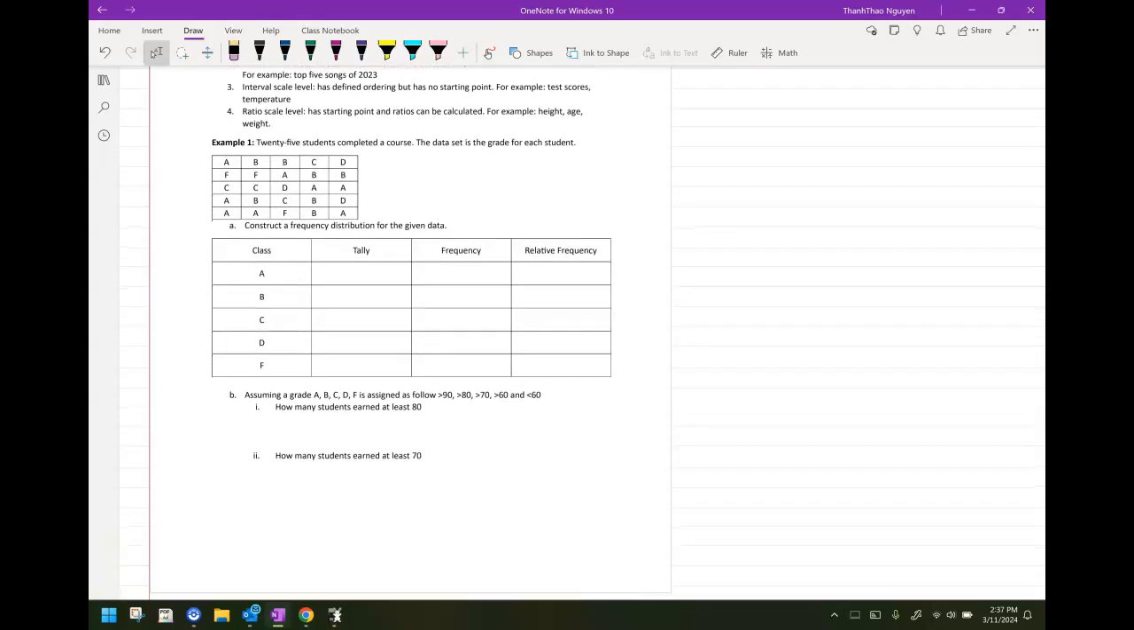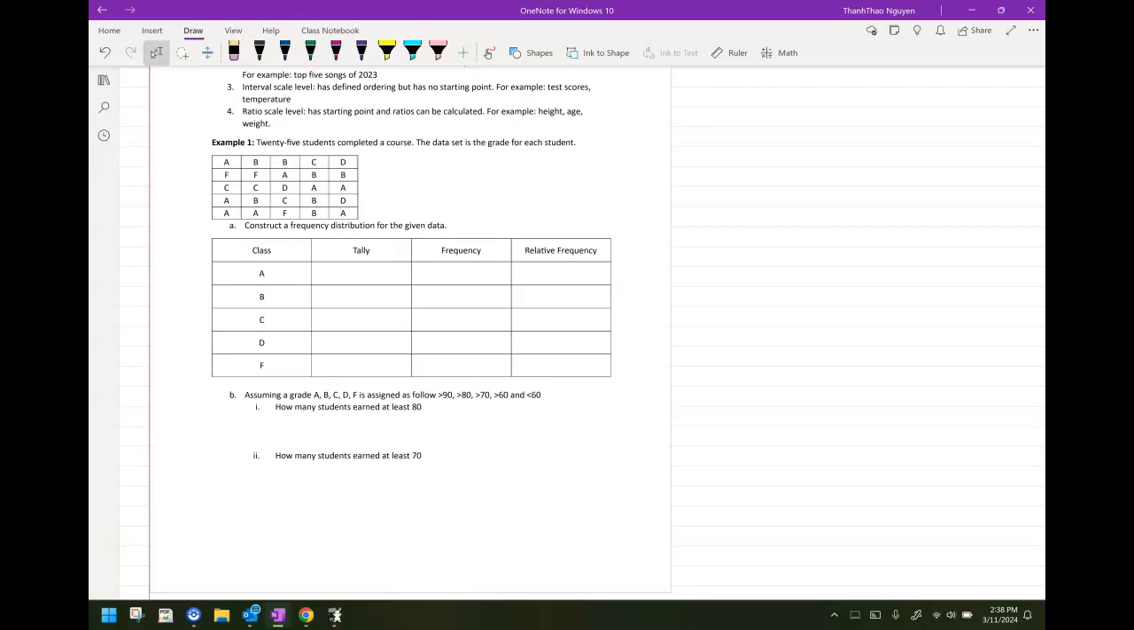Let's take a look at frequency and frequency table. So you're given a set of data. What do you want to do with those data? We want to organize this data. To organize this, we use a frequency distribution. So let's say we have 25 students complete the course. The data set is the grade for each student. So we have grades A, B, C, D, and F. We will organize this in a table.